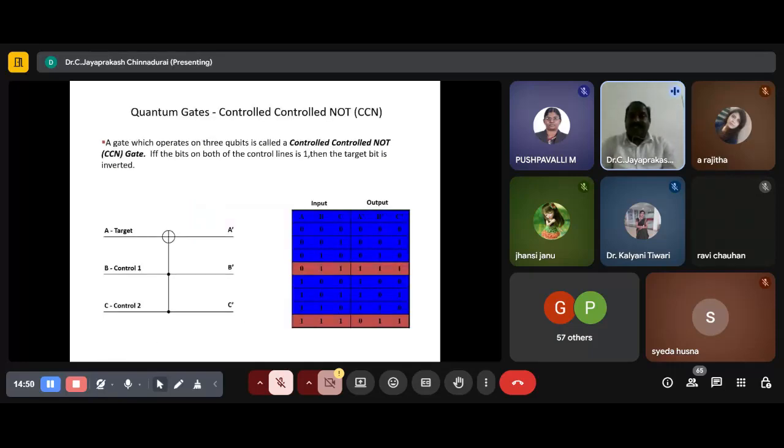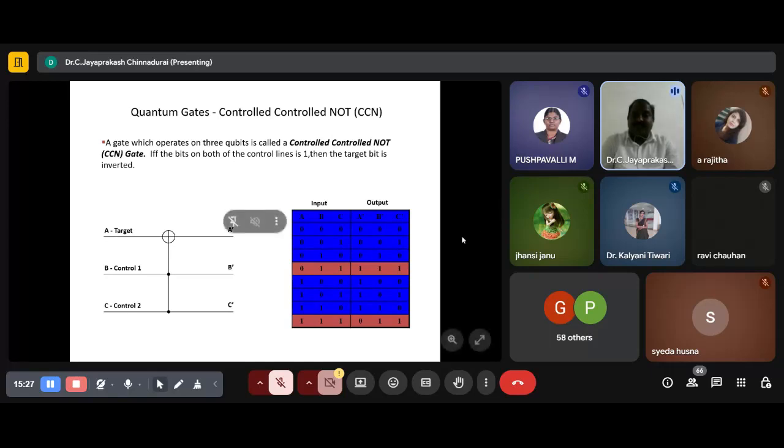Previously we discussed the CN. Same like that, this is also a quantum gate, controlled NOT. Previously, we discussed only the controlled NOT, CN. But here we have a doubly controlled NOT, which we can call a CCN. A gate which operates on 3 qubits is called a CCN gate. So the same conditions, but here we have 3 inputs. So the control lines must both have the input 1 and 1.